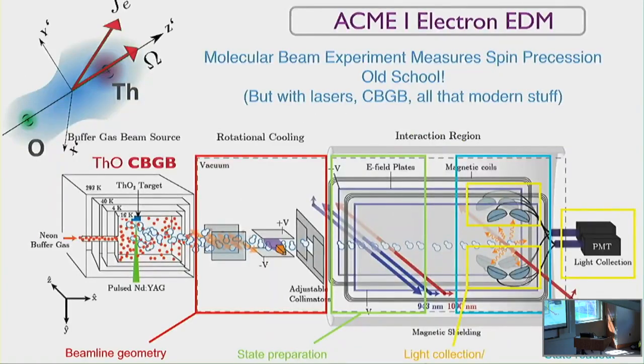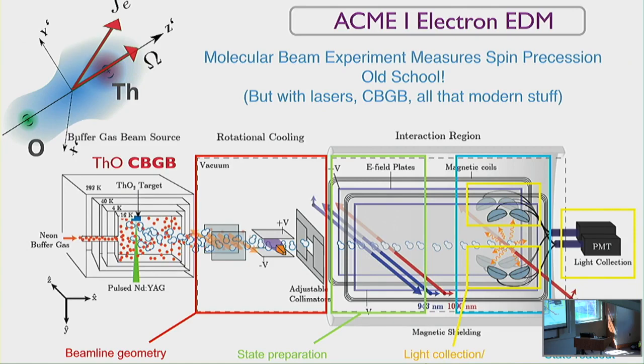Here's the experiment. Here's the CBGB of thorium oxide. This was Acme 1, the one we started right around 2000. It's an old school molecular beam experiment. You create the beam. We use optical pumping to align the spin, and then we use optical readout to figure out how much the spin has precessed. How do you do this?